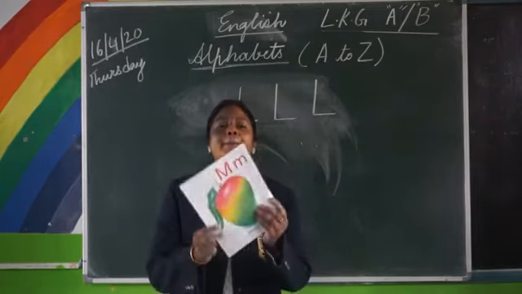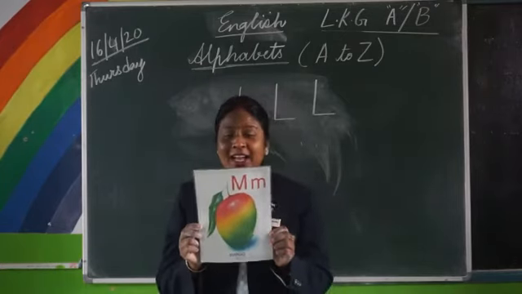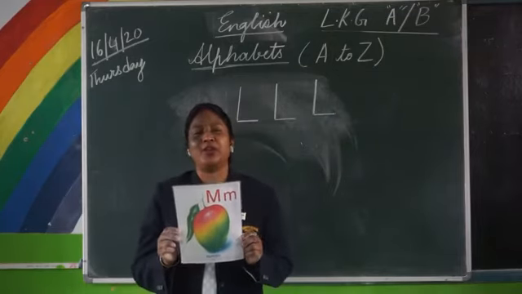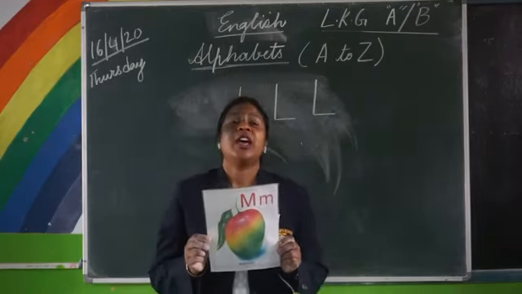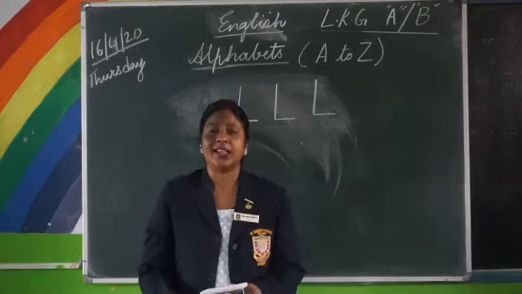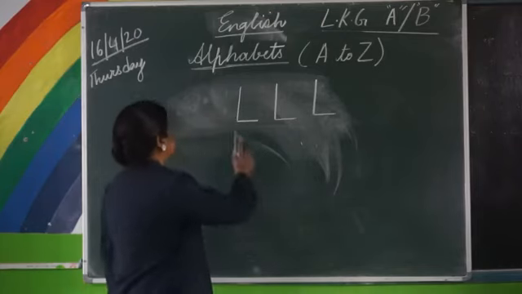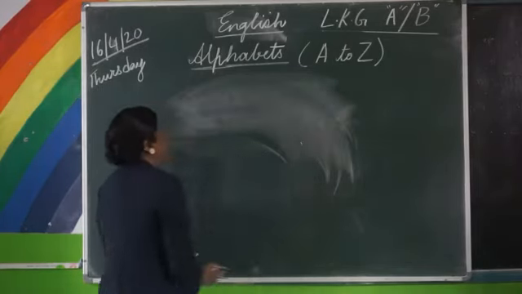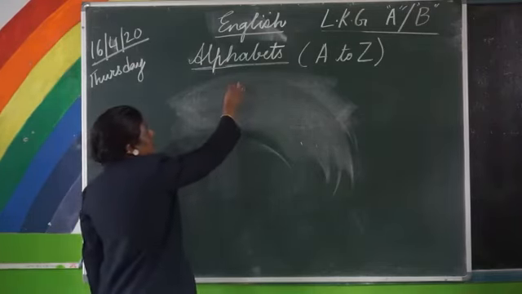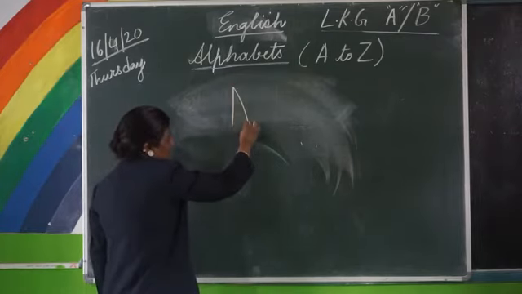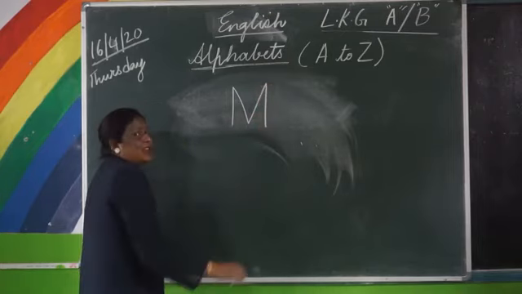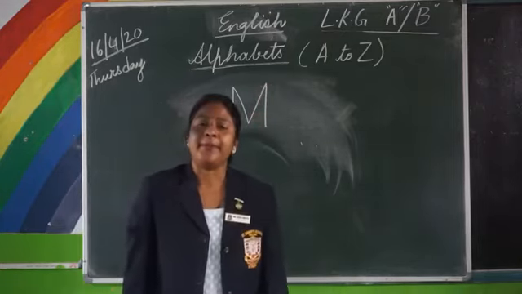M for mango. Now summers are coming. We love to eat mango. I also love to eat mango. You also love to eat mango. Now we are going to learn how to write the letter M. A standing line.